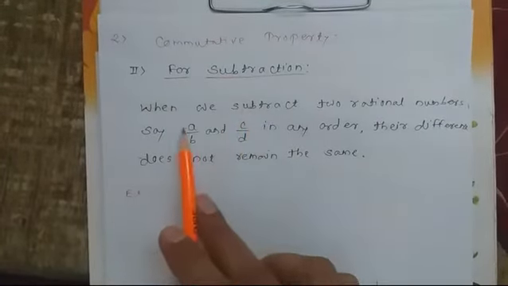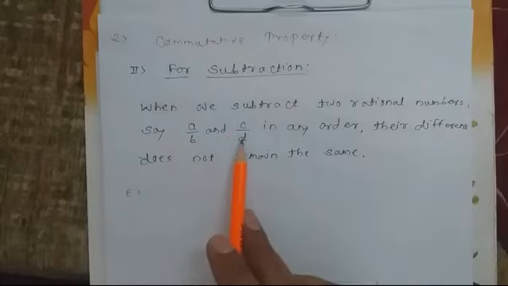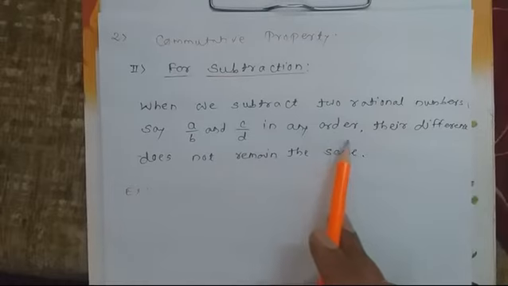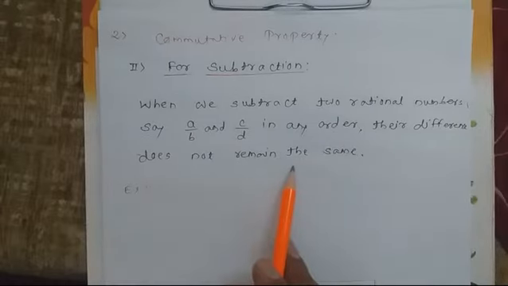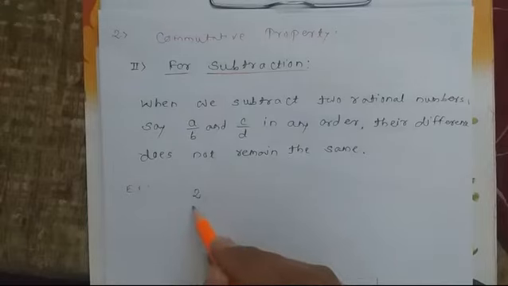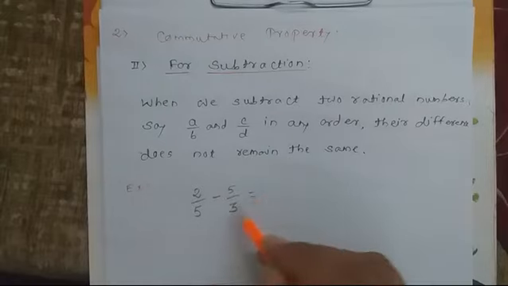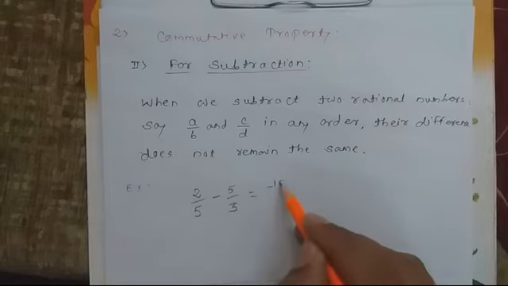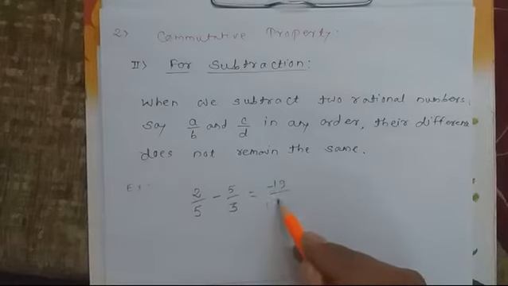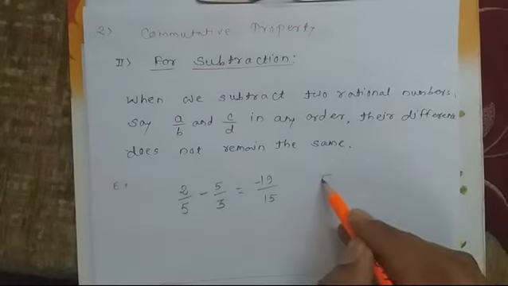Commutative property for subtraction. When we subtract two rational numbers, say a upon b and c upon d, in any order, their difference does not remain the same. Let's check with the help of one example. Let's take any two rational numbers. Take 2 upon 5 and 5 upon 3. Find the difference. What is the difference of these two? Minus 19 upon 15.